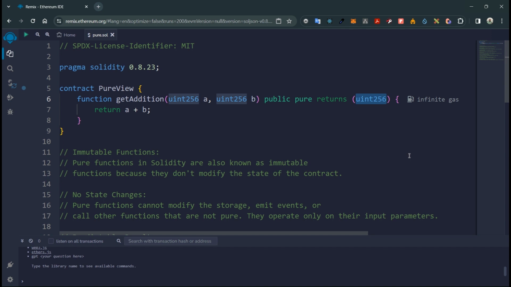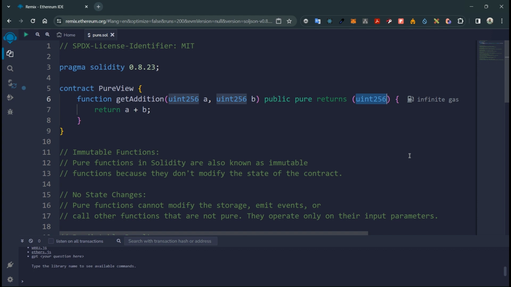And today we're going to be discussing pure functions. So pure functions in Solidity, it's a simple but powerful concept. And using pure functions in your smart contracts can make it more efficient and more modular, and save gas along with some other benefits that we'll discuss.